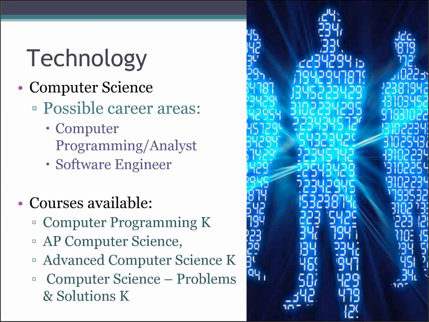Some of the technology courses, possible career areas would be if you're going into computer programming or want to be a computer analyst, or even if you want to be a software engineer. Some of the courses that you can take in high school would be computer programming, which is a K-level course, AP computer science, advanced computer science, which is also a K-level course, and then there's a computer science course called Problems and Solutions, which is a K-level course. Remember, for all K-level courses there is a grade requirement for you to go into these courses, and you also have to maintain a certain grade average in order to remain in that K-level course.